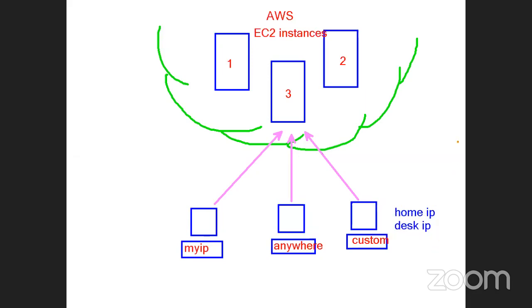Now tell me which one is preferable? My IP, anywhere, or custom? See, if you choose my IP, the advantage is only you can log in and others cannot log into this cloud. So it is secure. But the problem is it is not convenient. Always you have to log in from your machine.